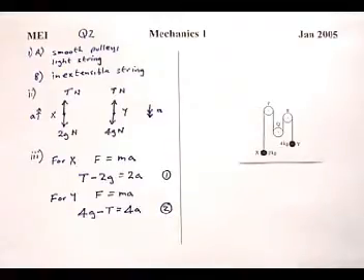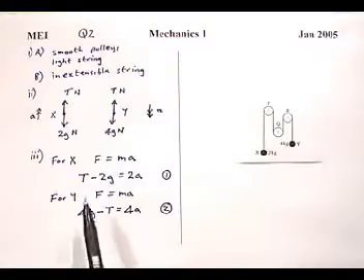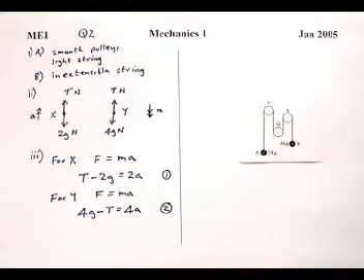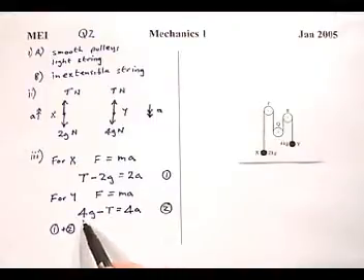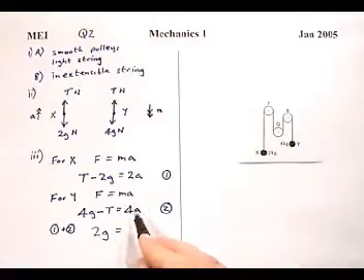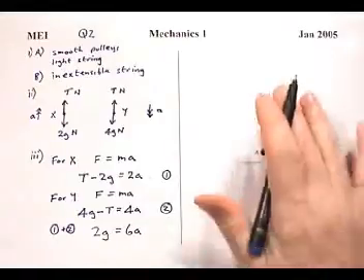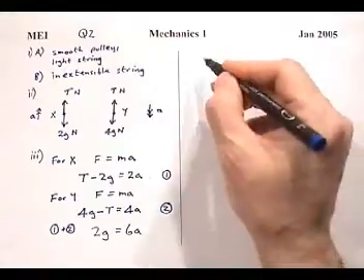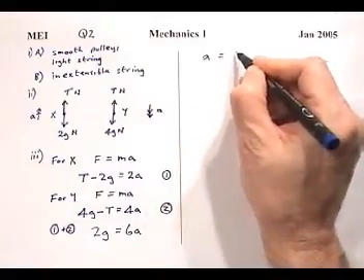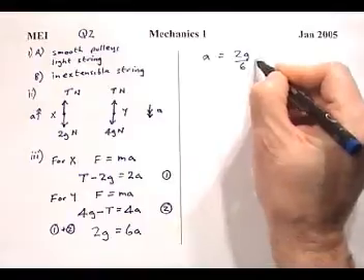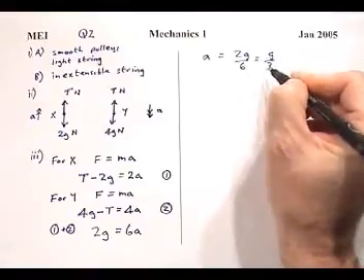The easiest way to solve these equations is by eliminating the T. I have plus T in this equation, minus T in this equation, so if I add them together the T's will disappear. So equation 1 plus equation 2. The T add the minus T disappears, but I've got 4g add minus 2g, which is 2g. And that's equal to 4a plus 2a, which is 6a. So a is equal to 2g over 6 or g over 3.